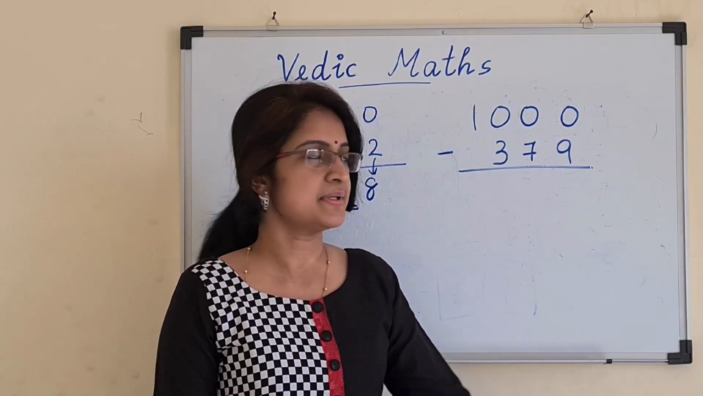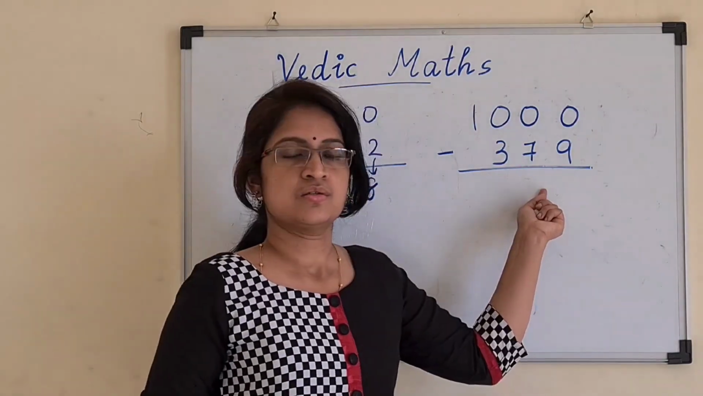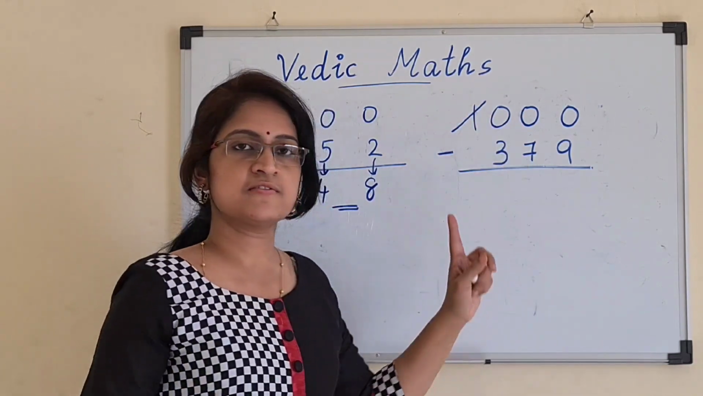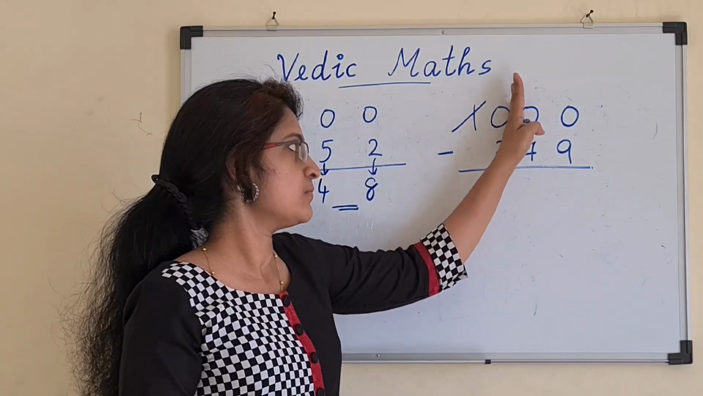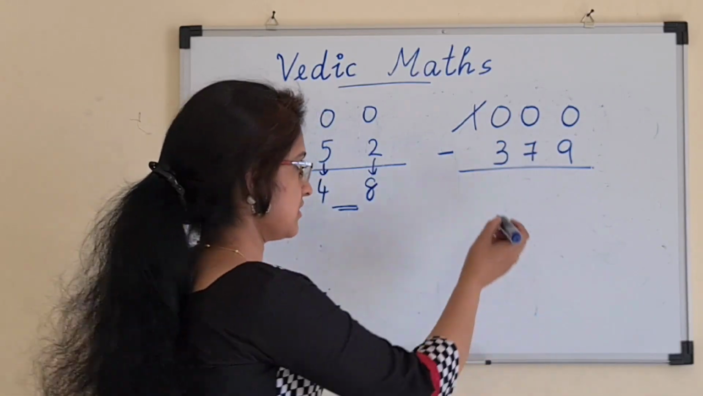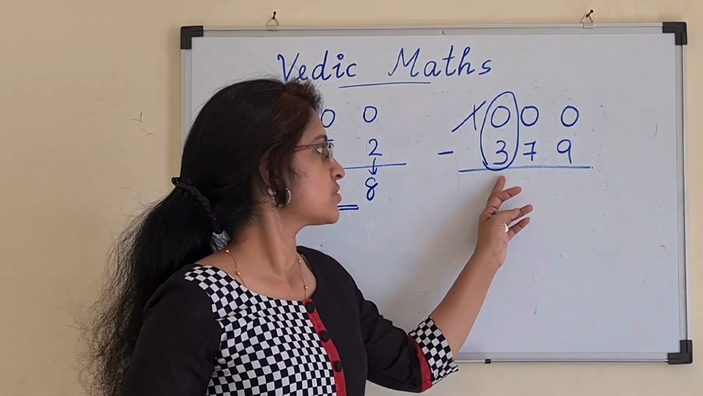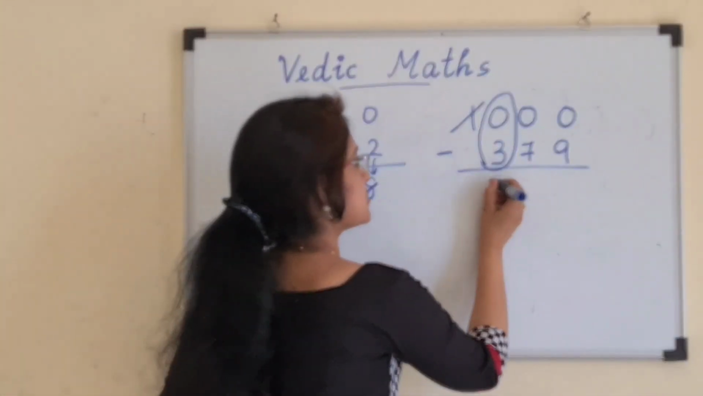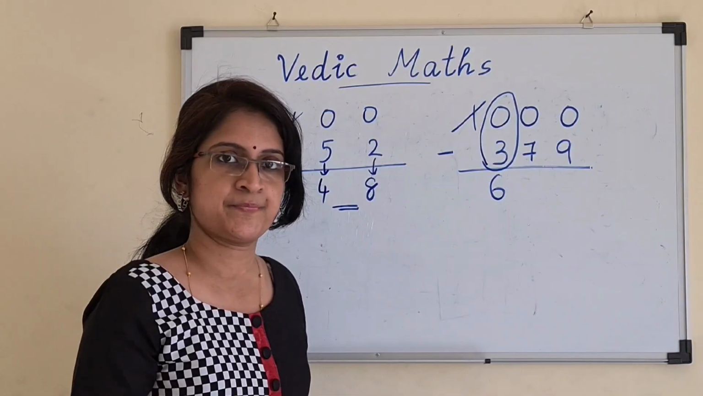The second example, 1000 minus 379. So the first step, ignore 1. Ignore the first one, just ignore it. Then you have to make the next set of digits add up to 9. That is 0 plus 3 will add up to 9. So what should be added? We should add 6, so that the total of this is 9.